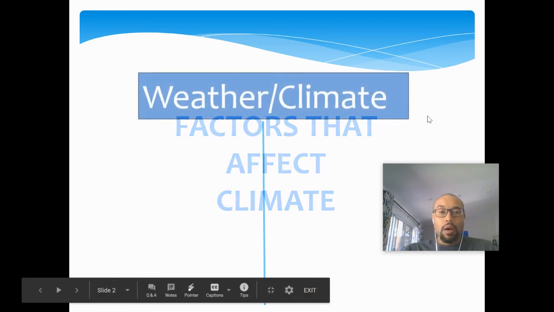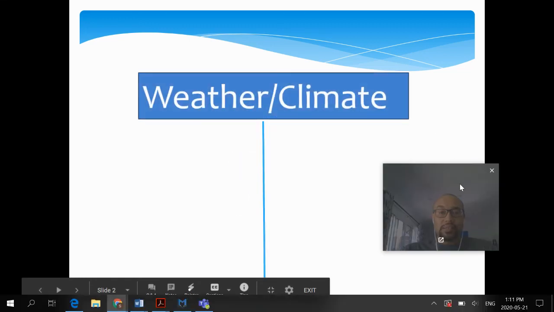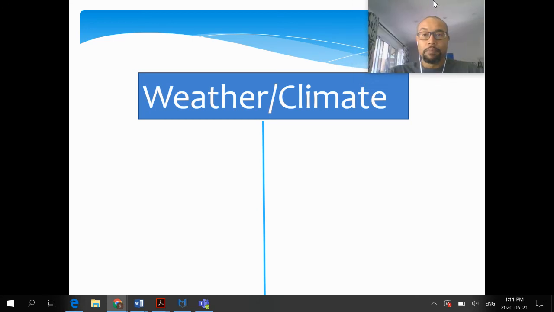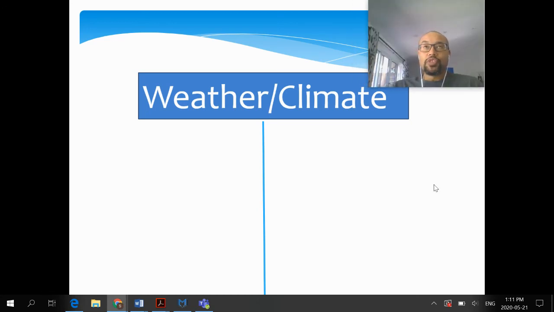Okay, before we can discuss factors that affect climate, I'm just going to move my face out of the way here. We need to talk about the difference between weather and climate, because these two concepts are often confused by people that are making policy decisions. You sometimes hear people confusing weather and climate, and they're in positions of power that are actively making decisions about climate change and our future on the planet.